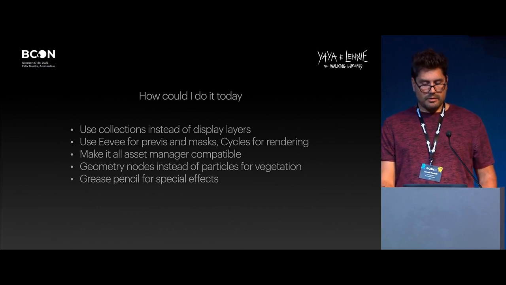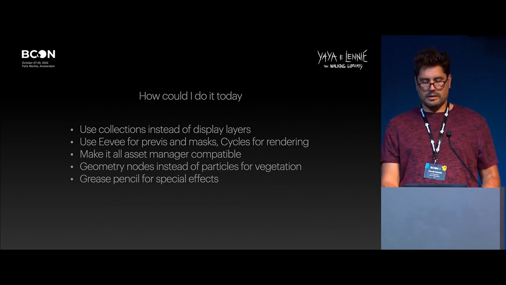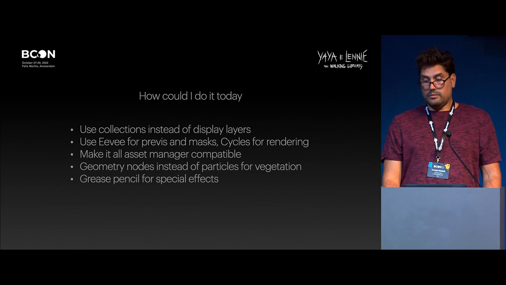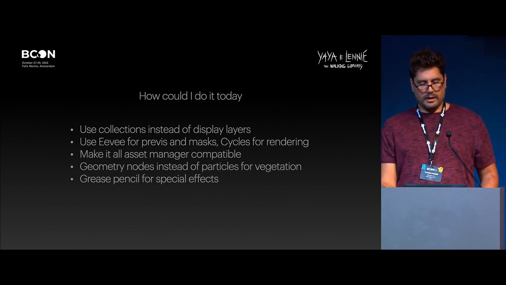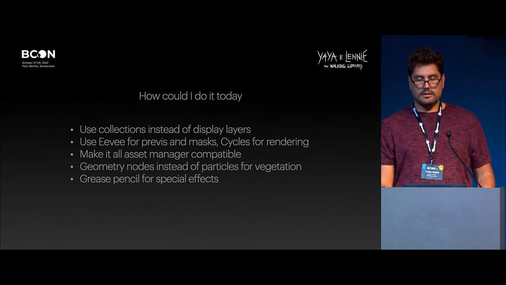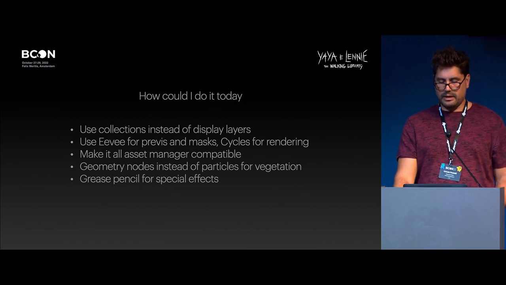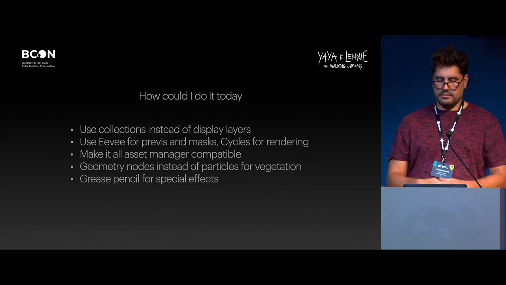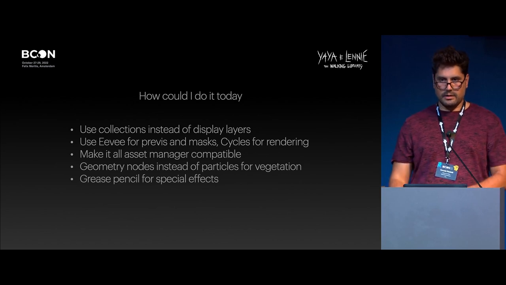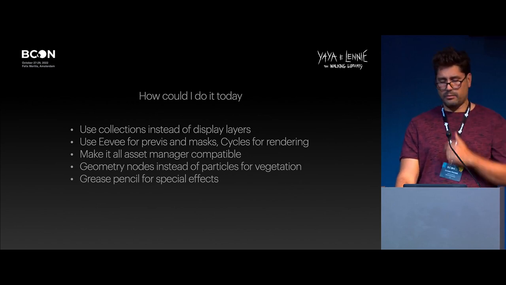Then I would use Eevee for previsualization and masks, and Cycles for rendering. This is a pretty big catch, because Eevee for previsualization is much, much faster than Blender Render. So it would have been much better if we could use it. I would make it all Asset Manager compatible, because building a whole jungle was big. They had to make roughly more than 70 different kinds of plants. We had to make tens of different assets. And so having a nice way of looking at them with a preview and importing them in the scene would have been a huge way to speed up our set process.